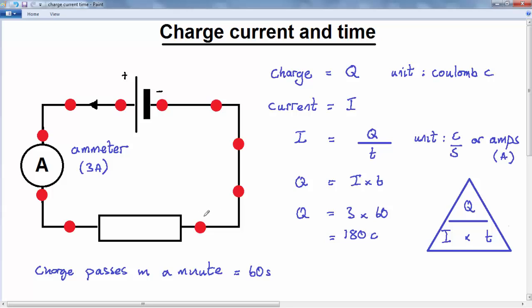Now in the next lesson we're going to look at this same simple electric circuit in the context of energy being transferred to and from the charge as it flows around the circuit.